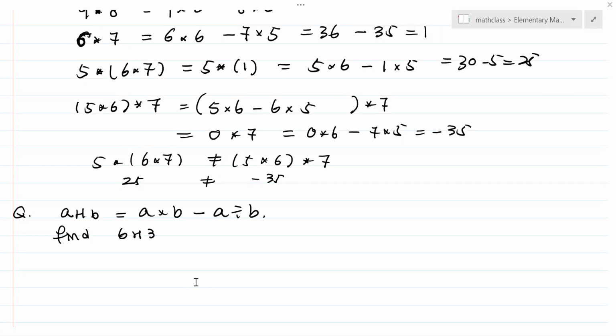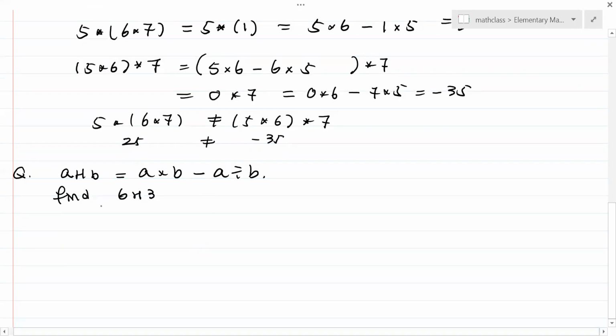So we define this new operation, so I use the H between those two numbers. How to compute this problem? In the place of A, you have to put a 6, and this times B, in the place of B you have to put 3. Then minus A is 6, B is 3. You write down that first. Then 18 minus 2. Then the answer will be 16.